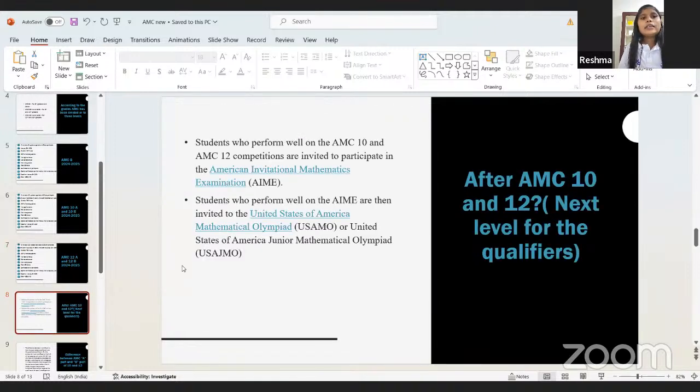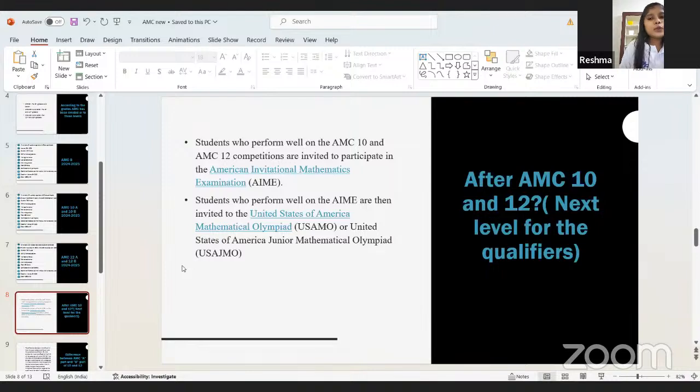The students who perform well on AMC 10 and 12 are invited for the next level of examination, which is called AIME. AIME is the next level for AMC 10 and 12. AIME is the American Invitational Mathematics Examination. After AIME, the next level is called USMO, the United States of America Mathematical Olympiad.